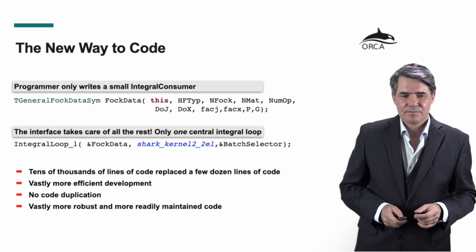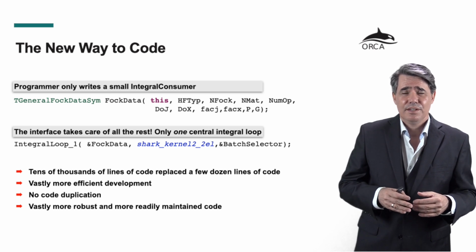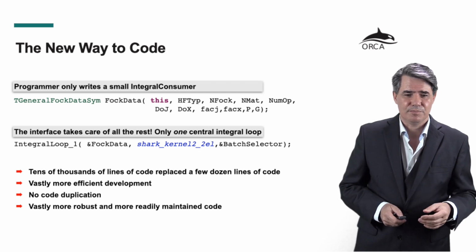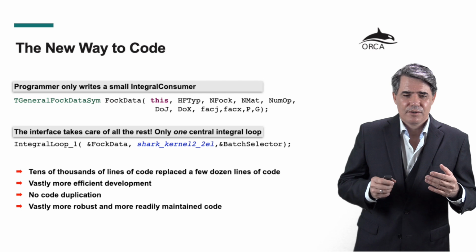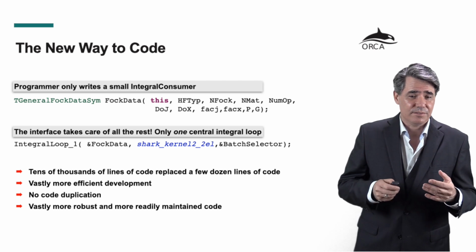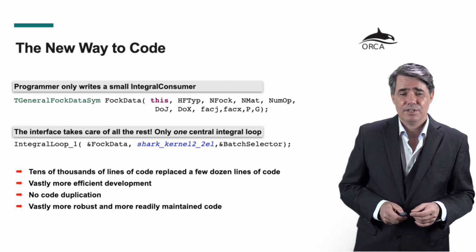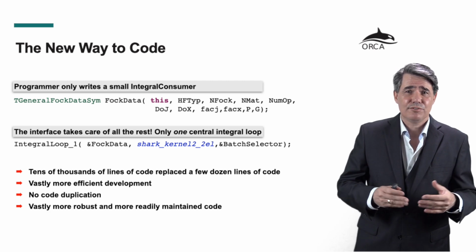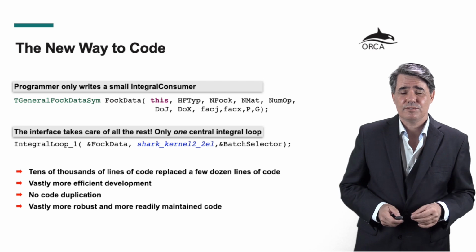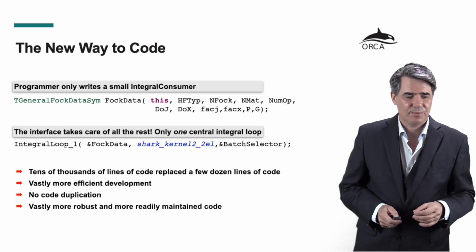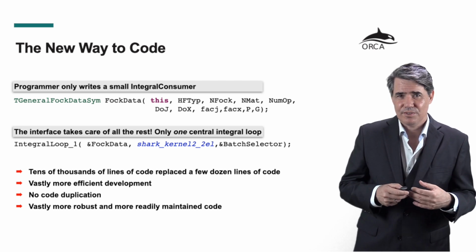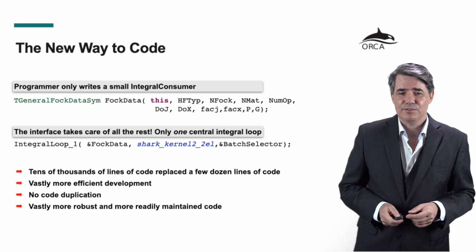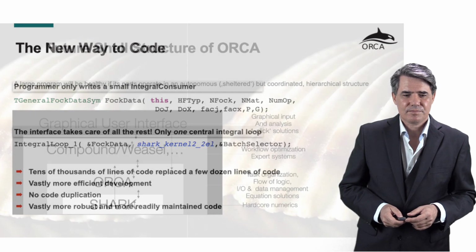And that means that you can set up these integral loops in a very efficient manner with just a few lines of code where you had to write thousands before. And that means there is no more code duplication. The development is much more efficient. And then that also means it's far more robust, since there is less code that you have to debug, and that code is also more readily maintained. So this is a major step forward, and you will take advantage of that, and you will see that by us being able to develop much more efficiently than in the past.